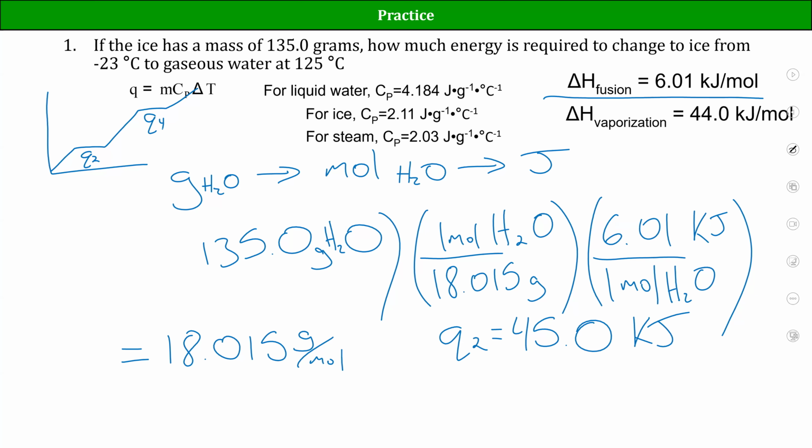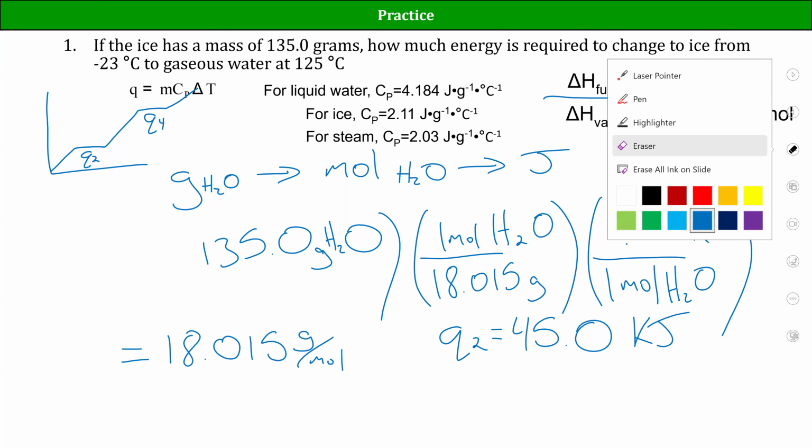Last piece. We need the energy for the second phase change. What changed for the second phase change? Did the mass of the water change? No. Did the molecular weight of water change? No. So just that last number changed. For boiling, we're just going to take that 6.01 and replace it with 44.0.